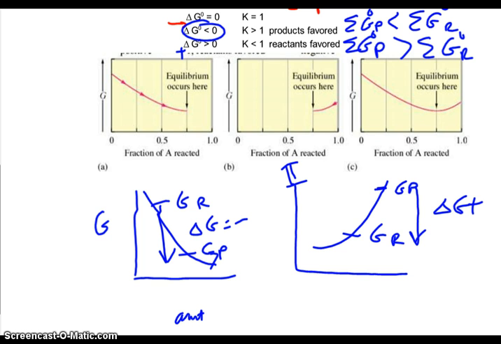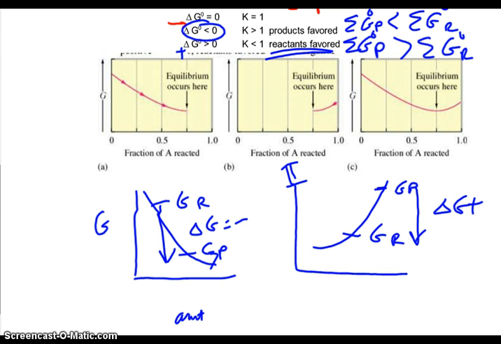So your system is going to go towards the reactants. Your goal is to get to the bottom, really. So if you are going to drive it to the bottom, you're going to drive it to the reactants. So here you have K is less than 1, and the reactants are favored, just like what we had said earlier. So when you're thinking about this, how can you get to that lowest point?